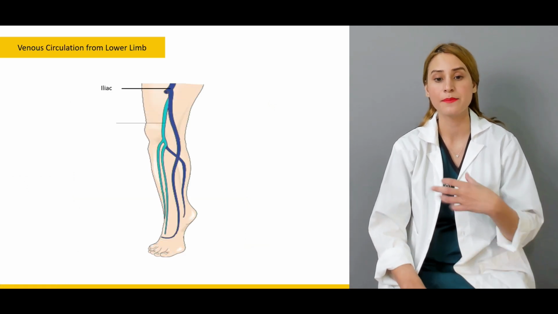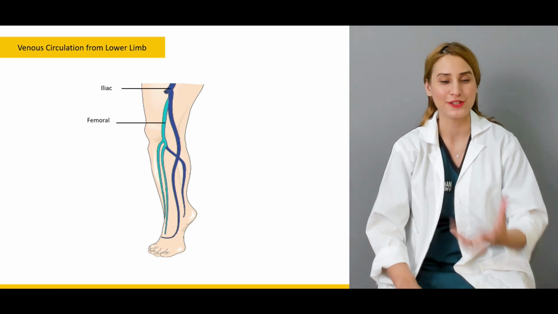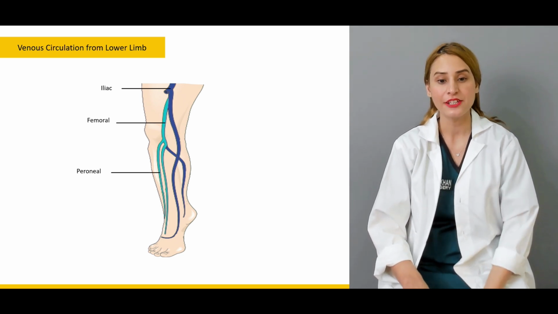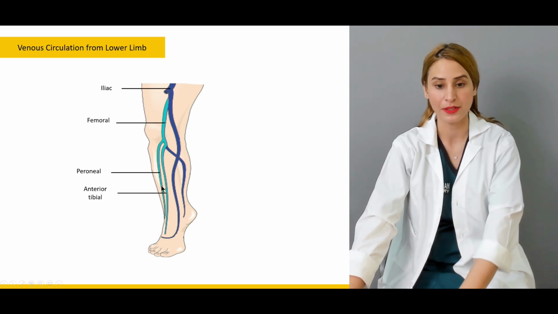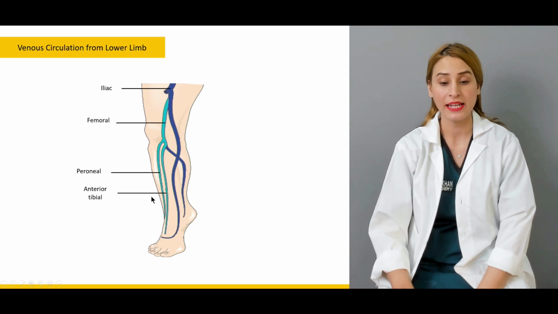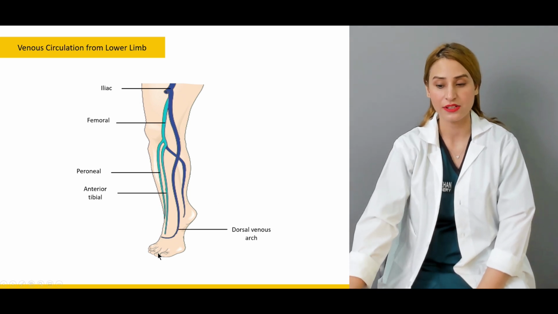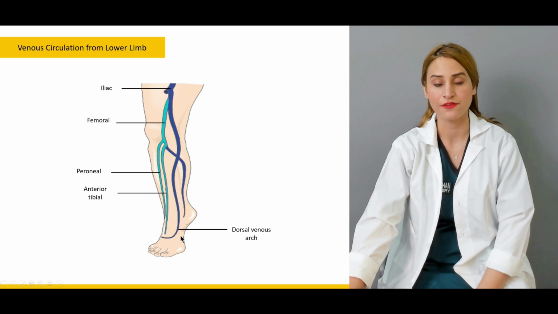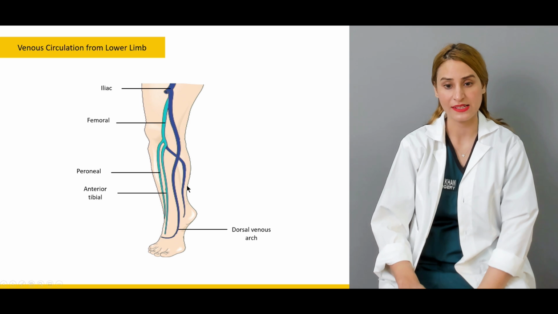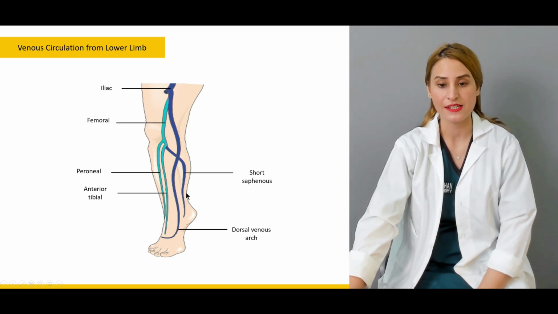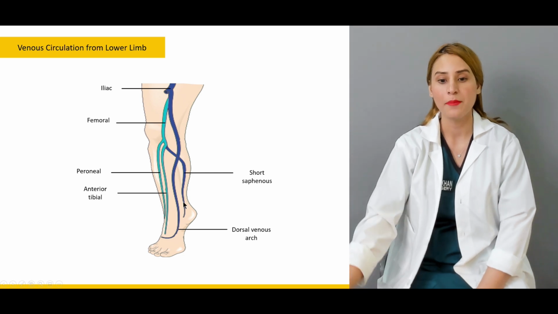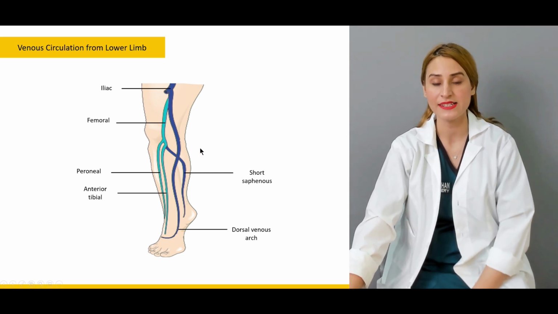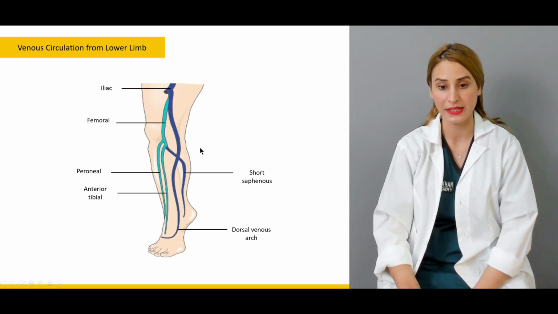This is a better visual image available for you guys. You can see here the anterior tibial, posterior tibial, and peroneal, and this is actually the dorsal venous arches, and they're forming the superficial venous network. You can see here another arch which is forming the short saphenous vein, which is located more posterolateral, and the great saphenous vein, which is located most medially.